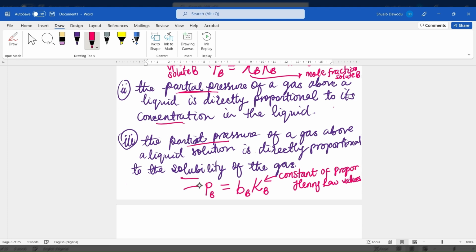So again, what did I say? P sub B is just simply the partial pressure, and b sub B is just simply the molality of solute B. So yeah, that's it. That's what's going on here.